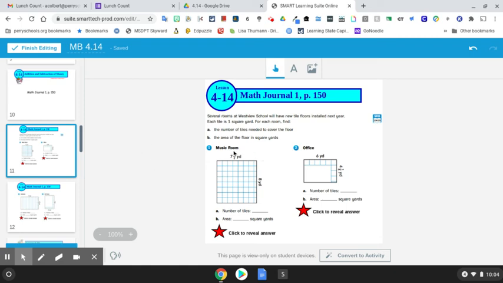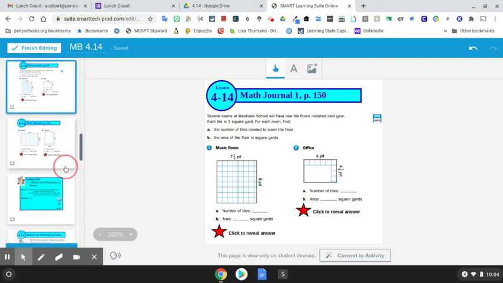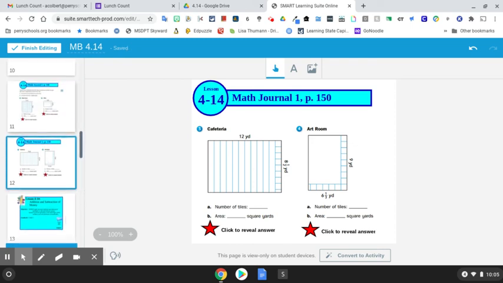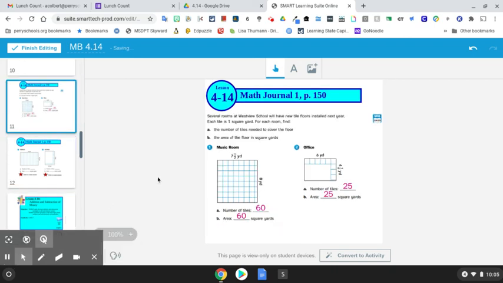So you see the music room is 7.5 yards by 8 yards. The office is 6 yards by 4 1/6 yards. And the cafeteria is 12 yards by 8.5 yards. And the art room is 9 yards by 6 1/3 yards. Pause your video, try those out, and then come back and check what the answers are. Okay, so you'll see the music room.